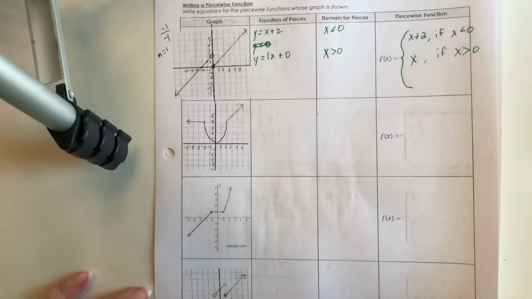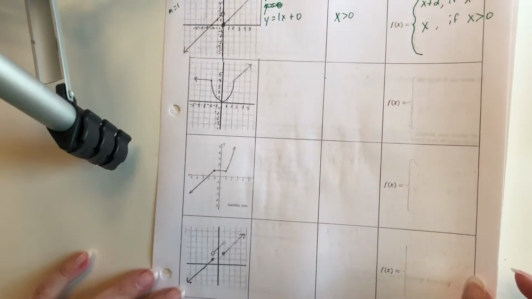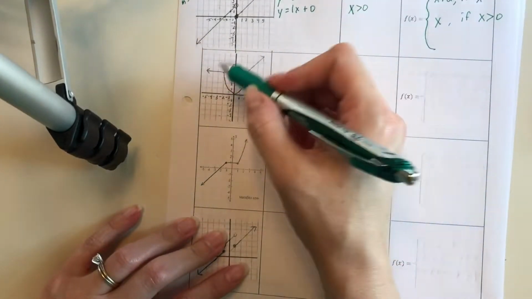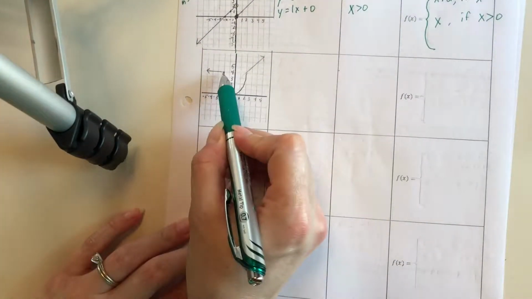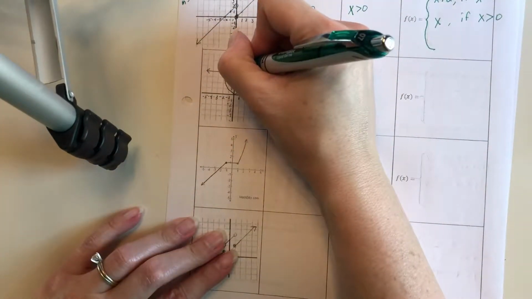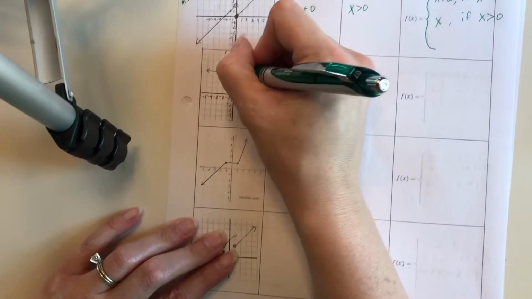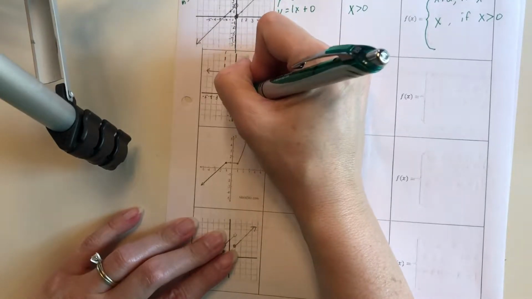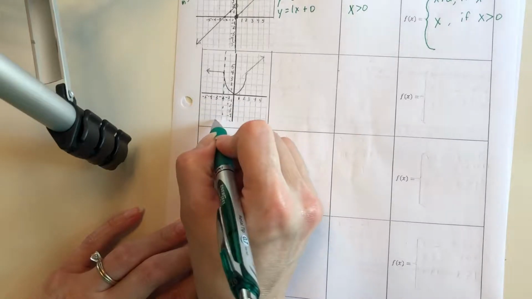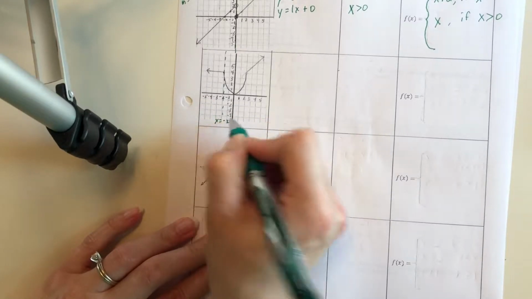Okay, let's look at the second one. We've got 3 pieces to our graph. First thing I do is look at where the graph is changing. I see a flat line until I get to this point, and then it becomes a parabola. So I'm going to put a vertical dotted line through the point where the graph changes. I can see that's happening at x equal -2. So that line is x equal -2.